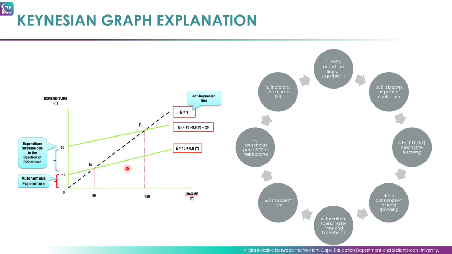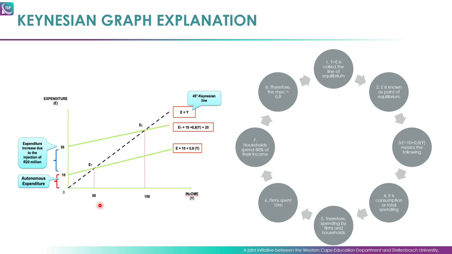And then there is your consumption function. It says that E, the expenditure, in this line is exactly 10 plus 0.8Y. That 0.8Y is your marginal propensity to consume. Remember, the spending is done by businesses and also households. So businesses are spending, let's say we are working with millions, 10 million, and households are probably spending 80% of their income. So that is the labeling of that first consumption function.